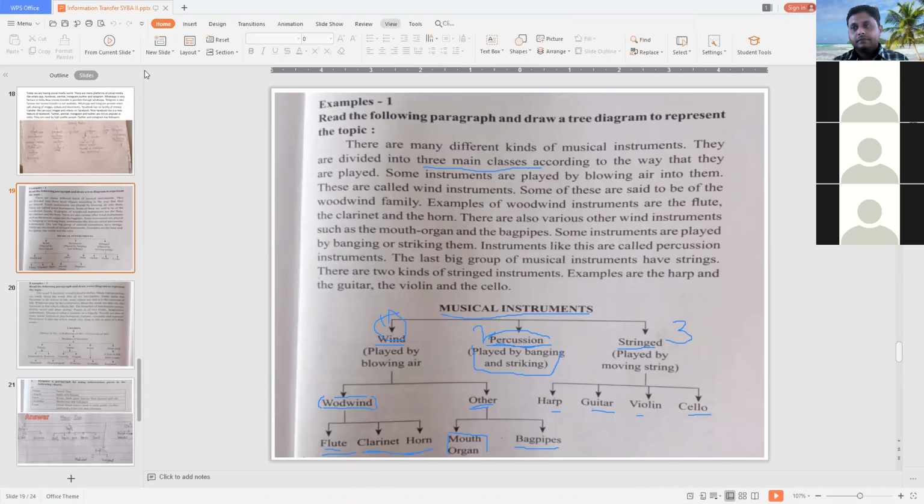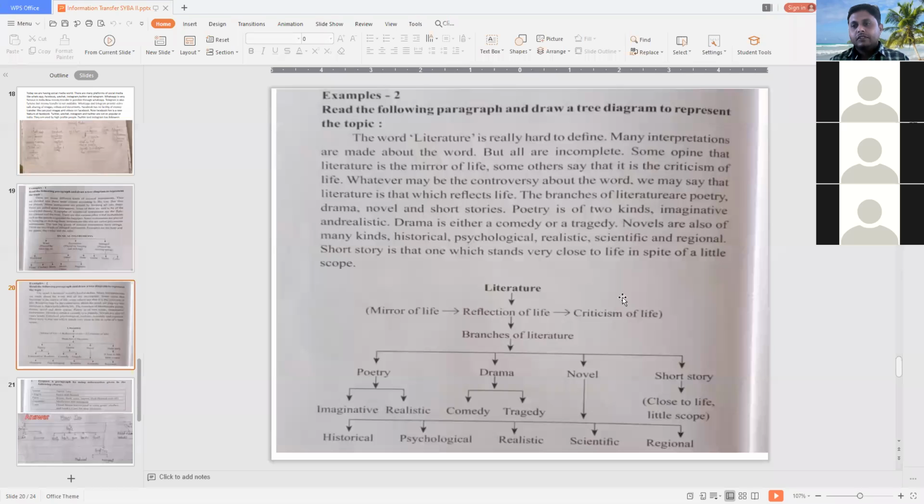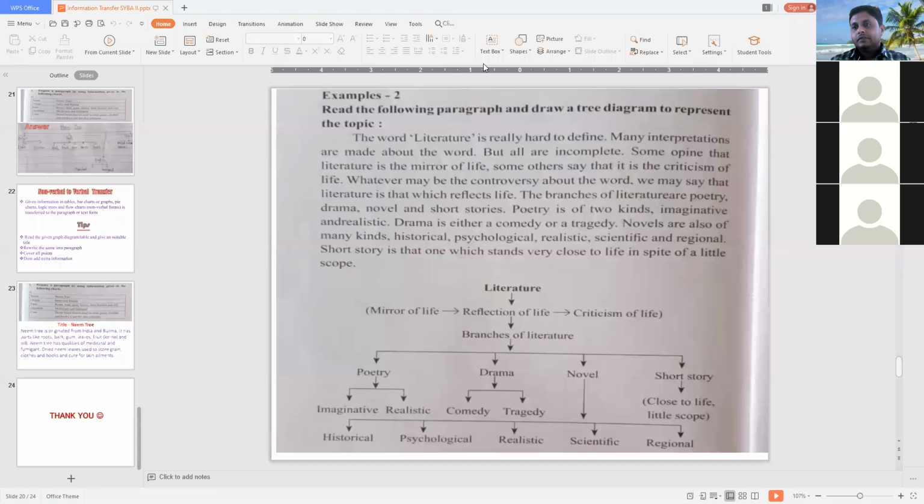Just a minute. See the next paragraph. Go to the paragraph, please. The paragraph is about literature, right? It gives information about literature and its branches. Okay. So literature has some definitions like mirror of life, reflection of life, criticism of life. Later on, the paragraph gives information about branches of literature.